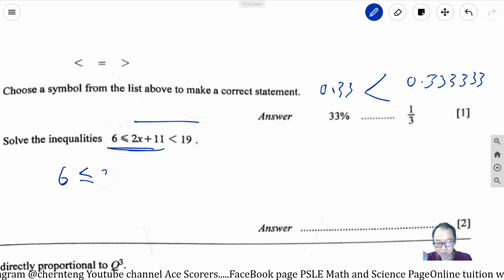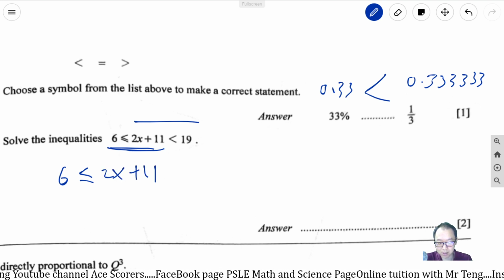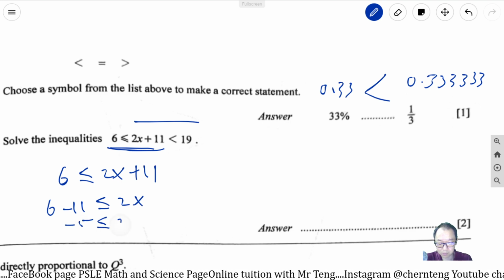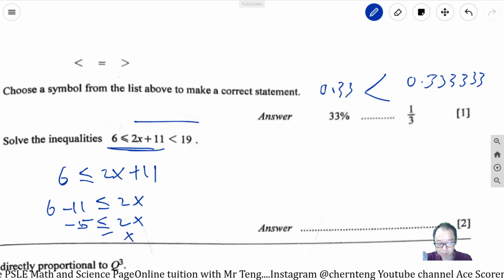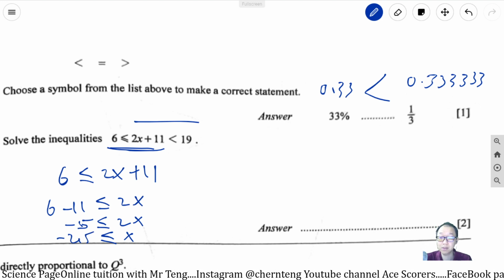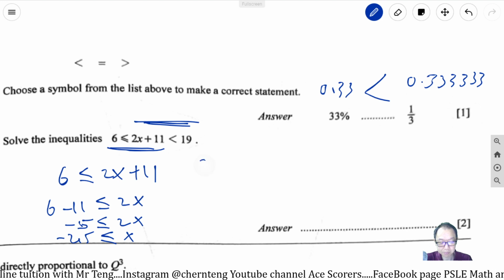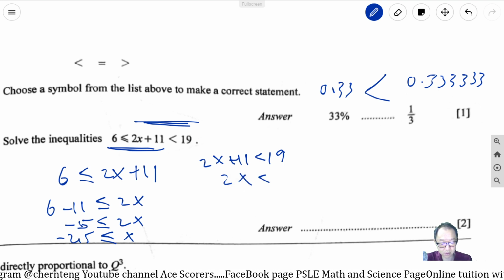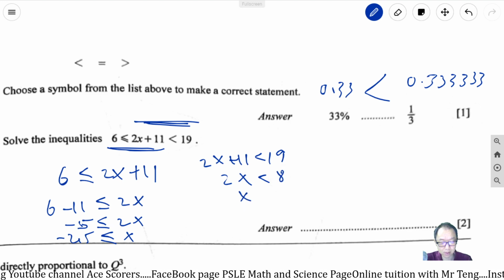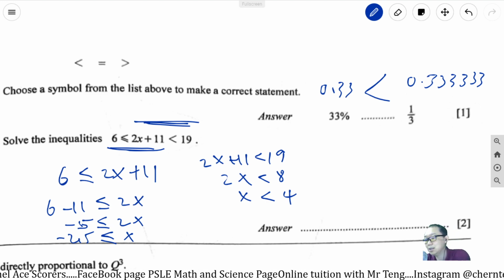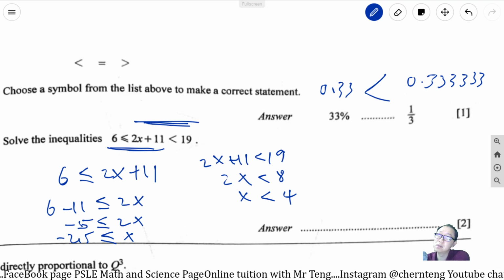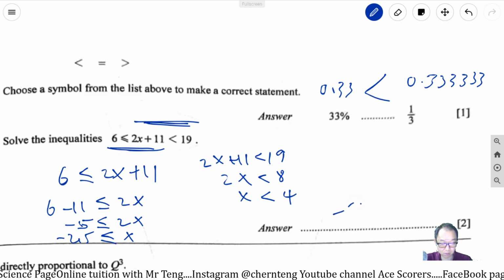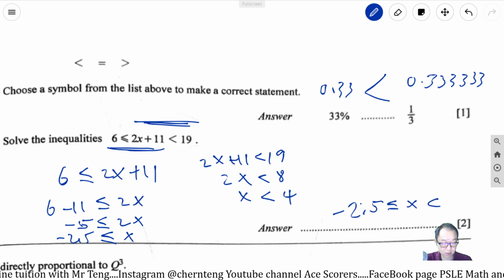6 less than or equal to 2x plus 11. Then this thing goes there. 6 take away 11 is negative 5, 2x. So x is more than or equal to negative 2.5. So we're going to keep it there. And the other part, 2x plus 11 less than 19. 2x less than 19 take away 11, it's just 8. So x less than 4. So you have to combine them into one giant row, which looks like this: negative 2.5 less than or equal to x less than 4.